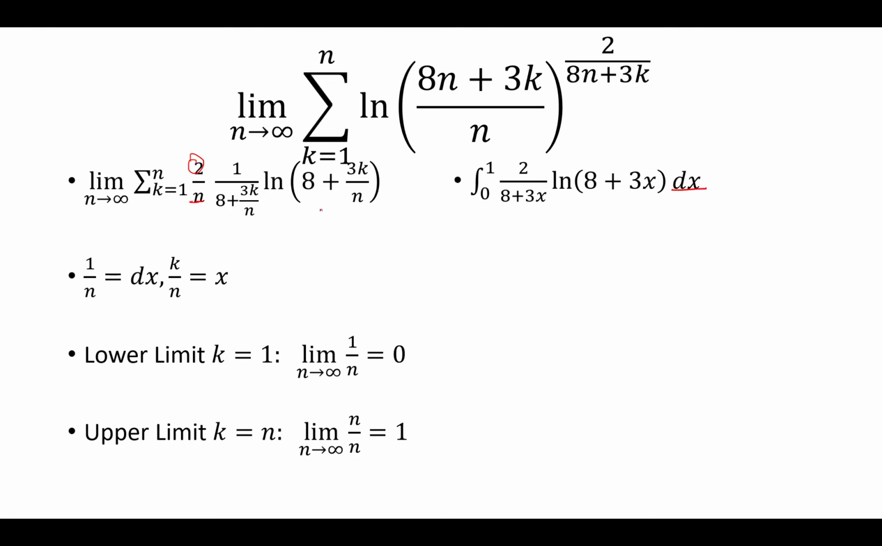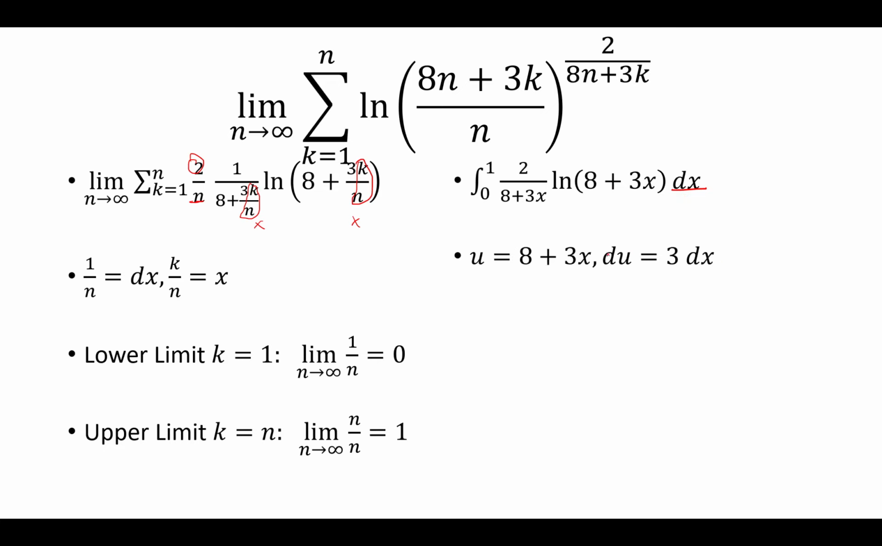So that's over here. We have 1 over 8 plus, and then 3. Remember, k over n, this guy right here, we said was x. So it's 1 over 8 plus 3x. But you multiply by 2, that's how you get 2 over 8 plus 3x. And then again here, k over n is x. That's why you have ln of 8 plus 3x. We make a u substitution.